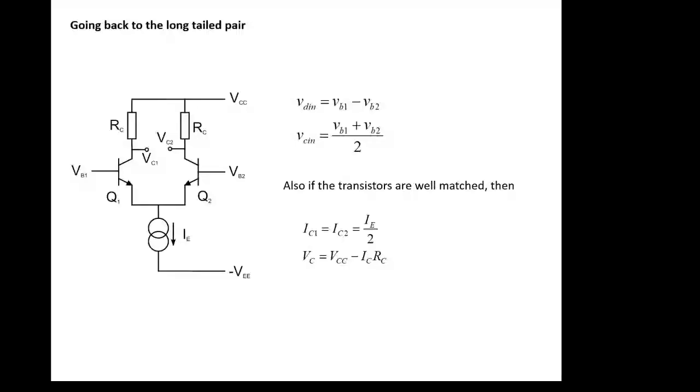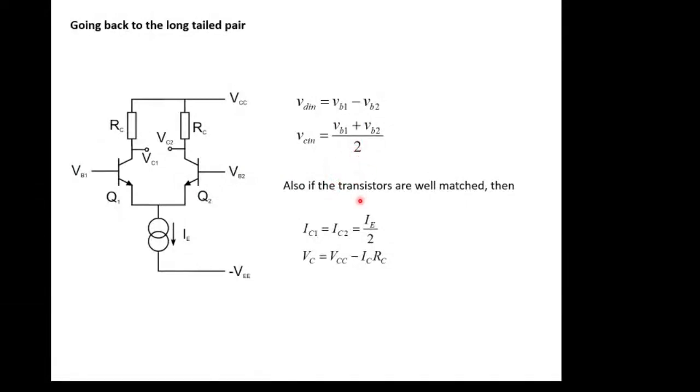Right, so the input amplifier we're looking at, and we'll look at it in a little bit more detail. We've got a difference voltage coming in, which is VB1 minus VB2, so the difference between these two inputs on these bases of the transistors. And then we've got the common mode, which is just the average of the two inputs.